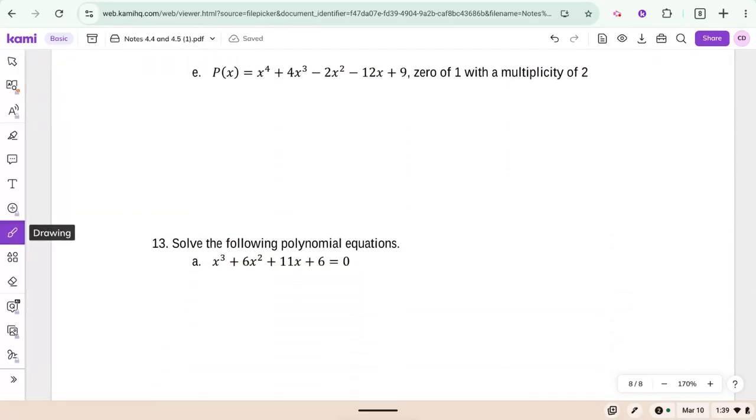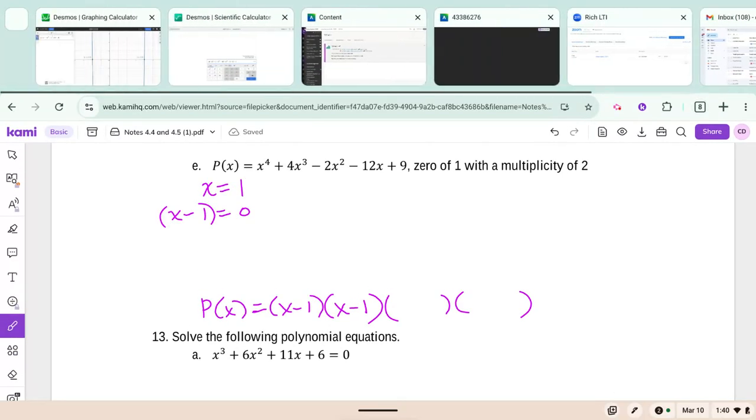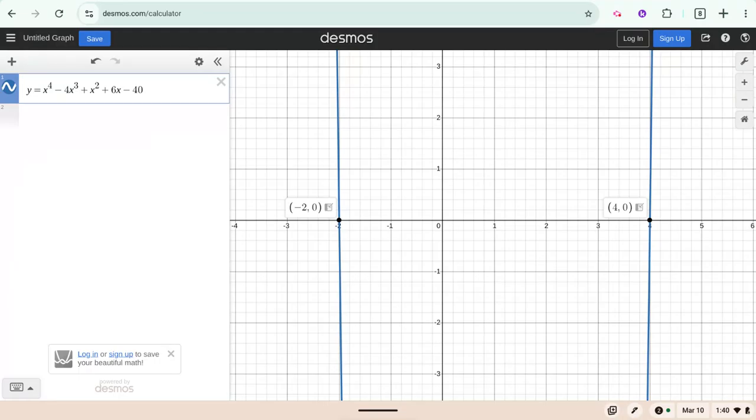Okay, this one has a zero of 1 with a multiplicity of 2. Okay, this is a good one. So that means x equals 1 if I subtract 1 from each side. What that means is this polynomial function has x minus 1 squared, so twice. And then it's going to have 2 more, I don't know what. So let's see, how could I find the others? If I go and graph it, let's see what I can do. Let's take a look at the graph.